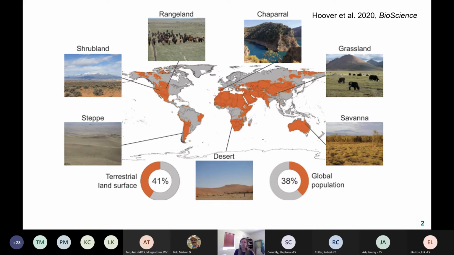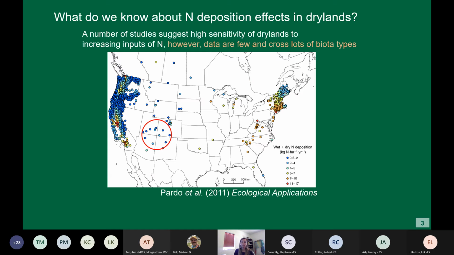And I think one of the big questions is, what do we know about nitrogen deposition effects in drylands? More recently, there's been a lot of attention, especially in Southern California, on N deposition effects. But as you can see circled here in red, in the Four Corners region where I currently live and work, there have been very few studies, and there's a lot that we don't know. However, most of what we do know suggests that they're really sensitive to nitrogen deposition effects.